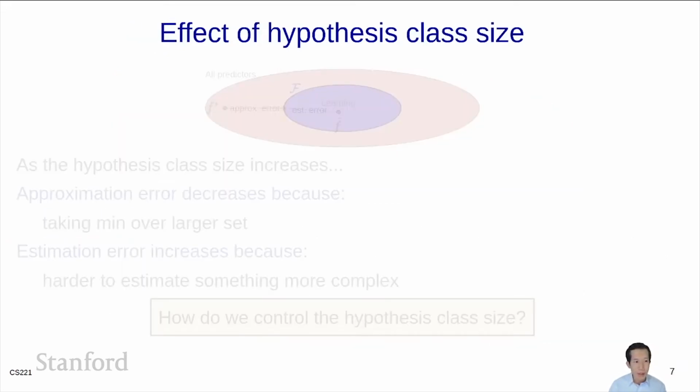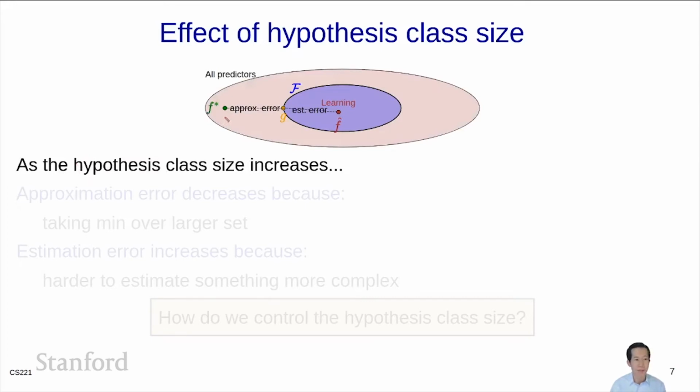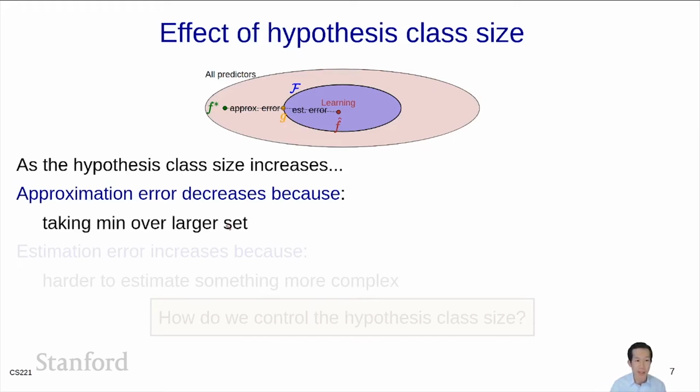So let's get some more intuition about how approximation and estimation error behave as you increase the size of the hypothesis class. When the hypothesis class grows, the approximation error will decrease. This is because approximation error is measuring how good G is, and G is the best thing in the class. And if you're adding more things, the best thing is just going to get better. So in other words, you're taking a min over a larger set, bound to decrease what you're optimizing.